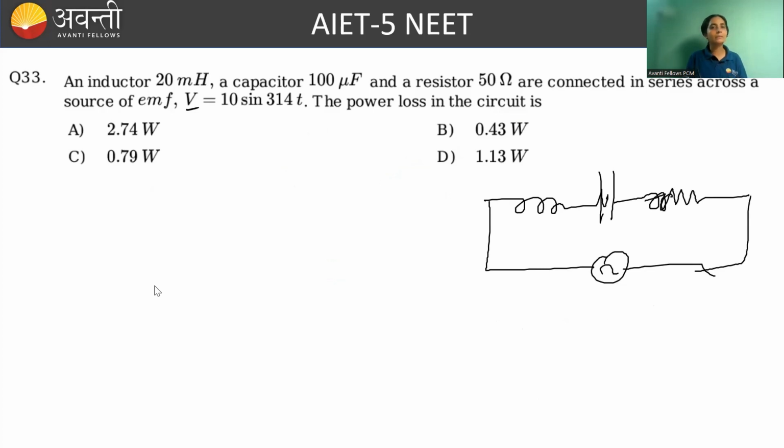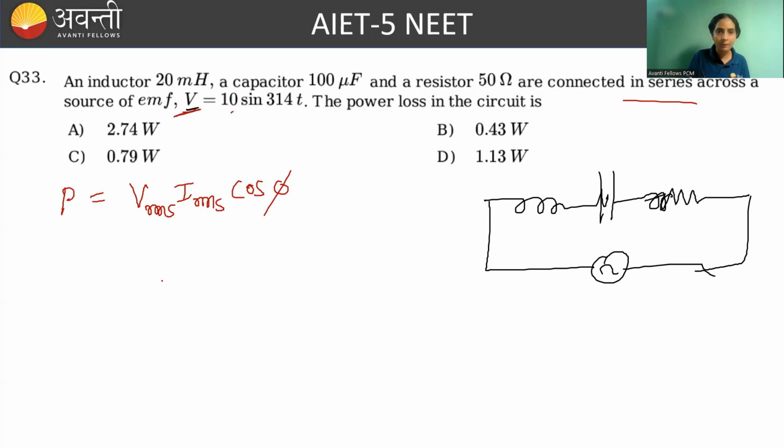Now you need to solve for the power loss in the circuit. As I have said, power in an LCR circuit, or any AC circuit, is written as VRMS IRMS cos phi. In this question you need to work very carefully. IRMS is not given in the question. Is it given? No. But V is given, V naught sine omega t.